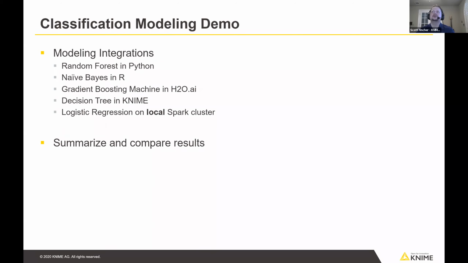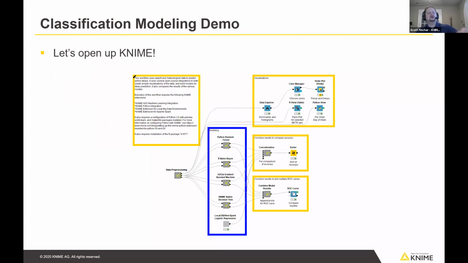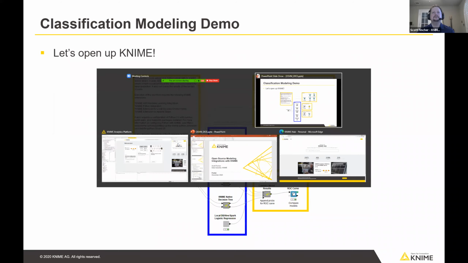If you're not familiar with H2O, I'll show you a little bit of that here in a second. We'll use a decision tree within KNIME, and then also we can do logistic regression using a local Spark cluster, which is something cool that KNIME can do. You can actually fire up a little big data environment on your machine using a special node that we have. So I'll show you that too. And then after we build all these models, we'll look and see how they performed against one another. So instead of looking at slides, let's actually switch over to KNIME here.